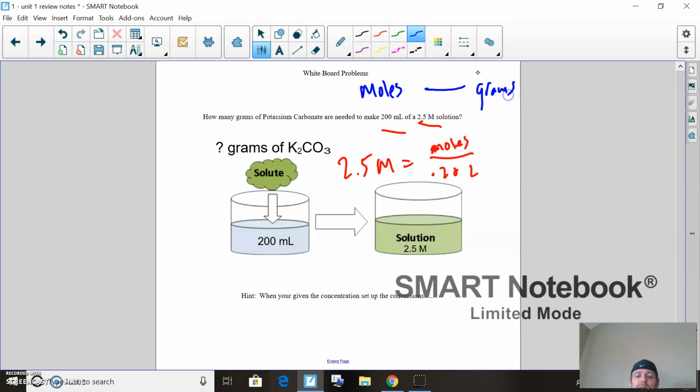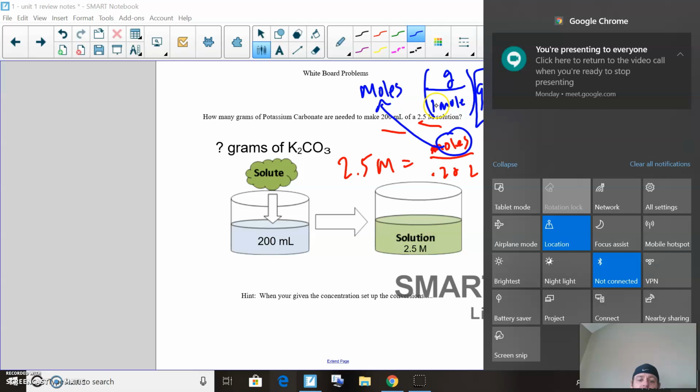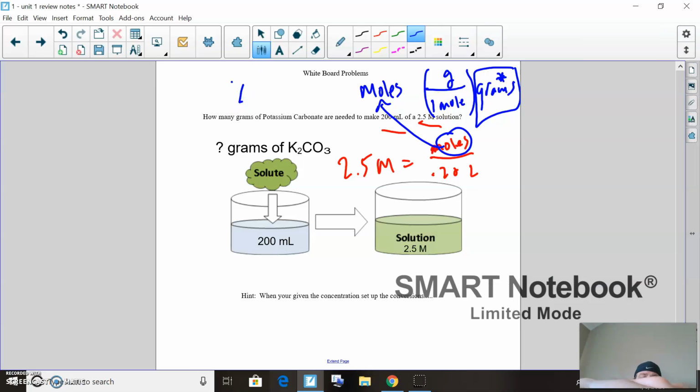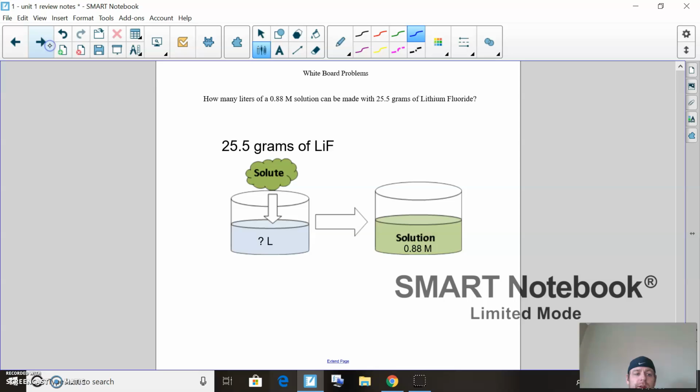My bracket will just be flipped. So it'll be grams and 1 mole on the bottom. And then that'll be my answer there once I do my conversion. So I solve for this, plug it in there, do my conversion from here to here, and then that'll be my answer there. Okay, so I just got to look up the molar mass of potassium carbonate, which is K2CO3. Alrighty, so that's the gist of molarity.